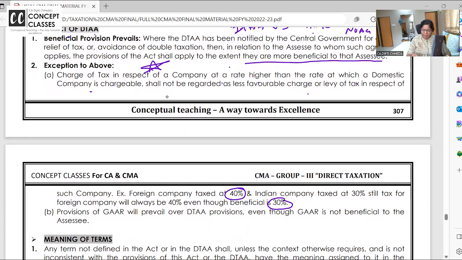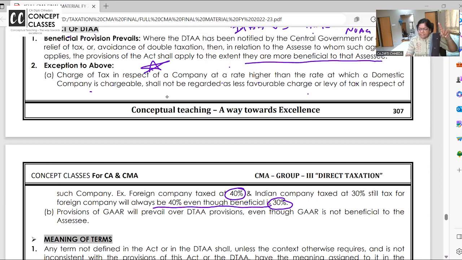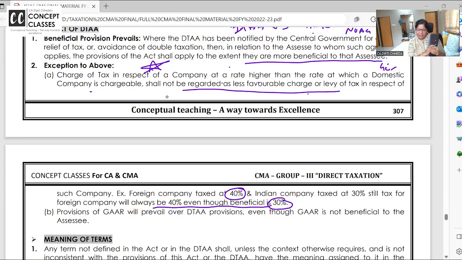Are you getting? Foreign company taxed at 40%, Indian companies 30%. Still tax for foreign companies 40%. Ma'am, you said whichever is beneficial to SSE, but tax for foreign company at 40% is not considered as less favorable. They have to pay the tax at 40%. Are you getting? So undue benefit you cannot take.